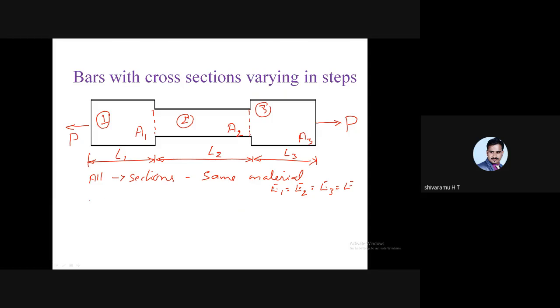When it is made of different materials, we need to consider different values: for portion 1 E1, for portion 2 E2, and for portion 3 E3.